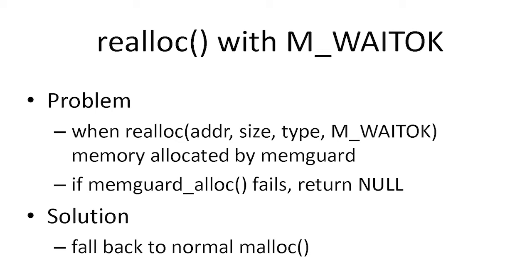But if you find the MemoryGuard allocation fails, you will return null. But it will surprise the user of realloc because he specified M_WAITOK. He will not expect the returned pointer to be null. So you will run into all kinds of problems, always panic.